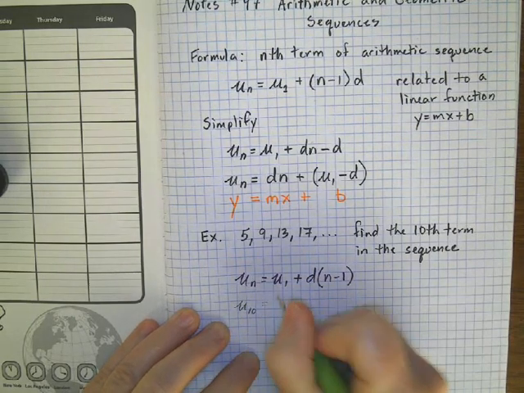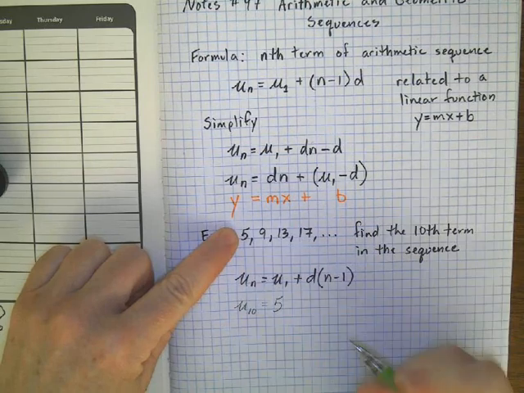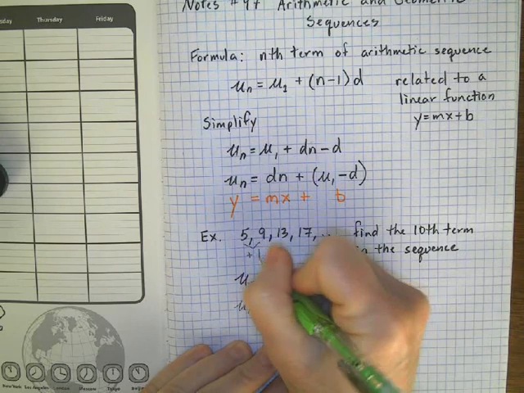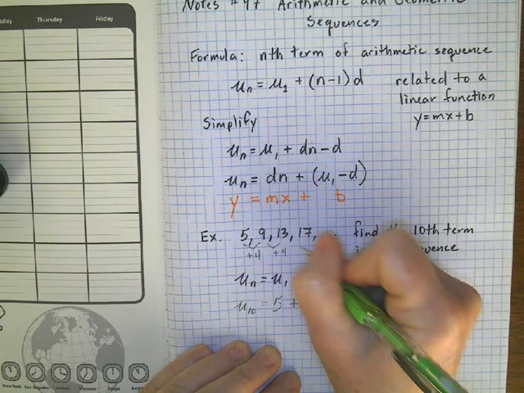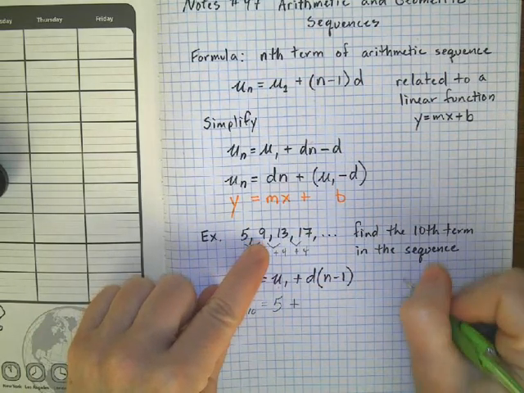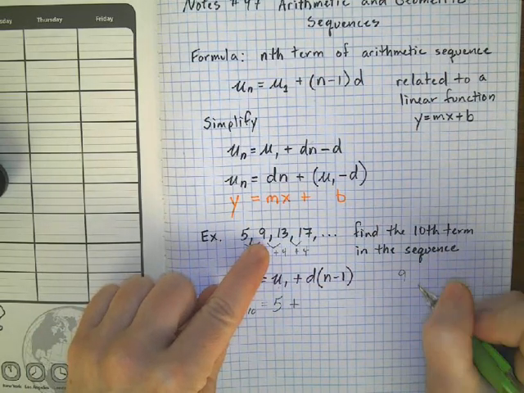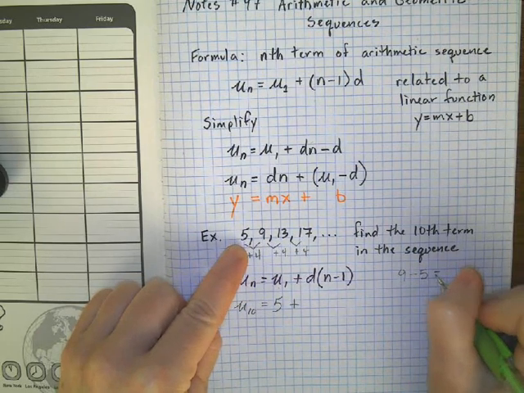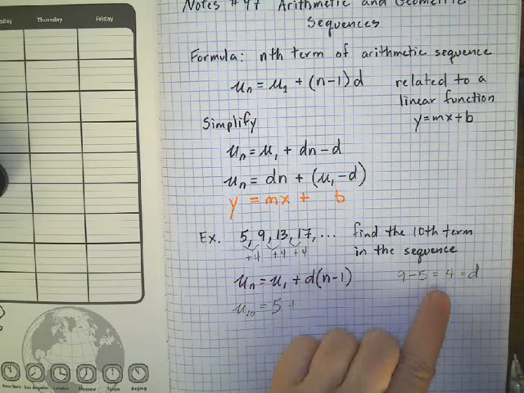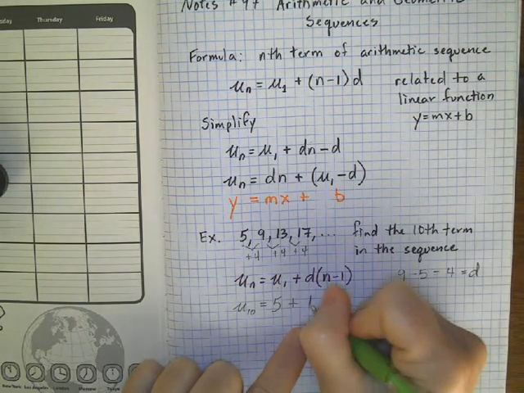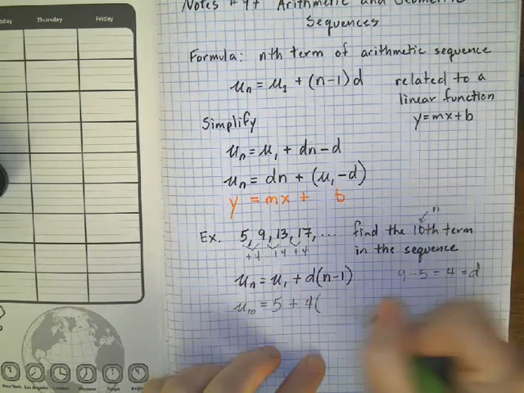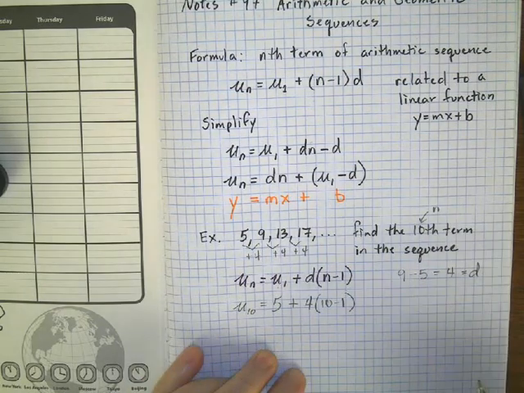The first term is right here. That's my 5. And then my common difference. What's my common difference? I'm adding 4 each time. If you're having a hard time figuring that out, all you have to do is take the second term and subtract the first term, and that gets you your common difference. Okay, so d is 4, because that's how much I'm adding each time. n is 10. So 10 minus 1, and then we just simplify it.